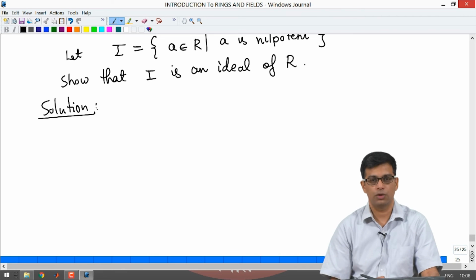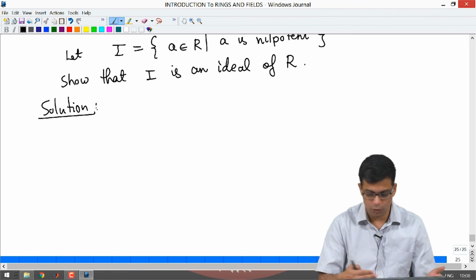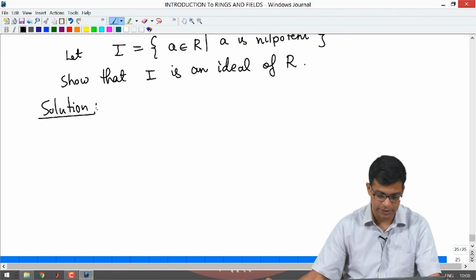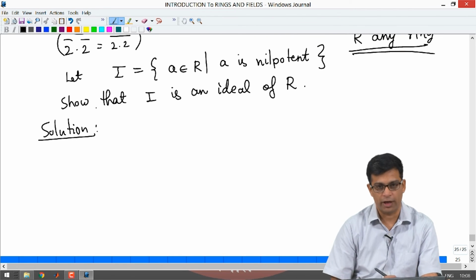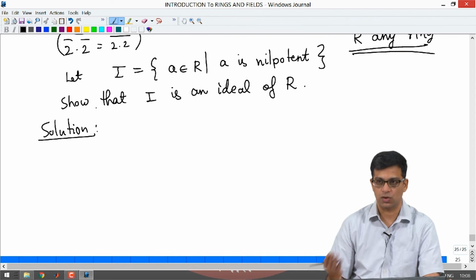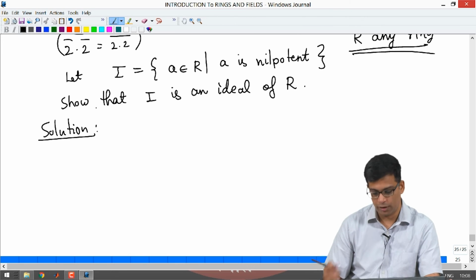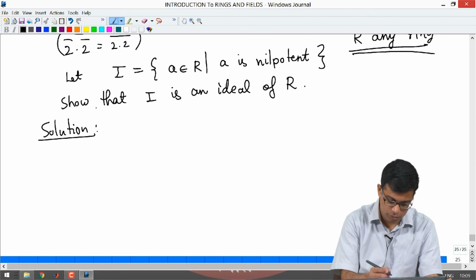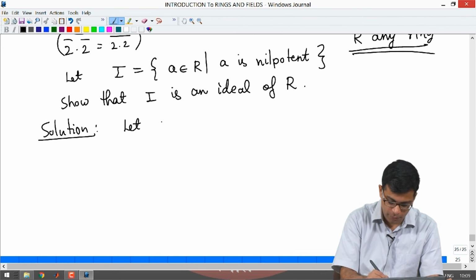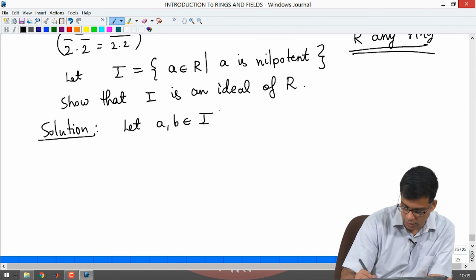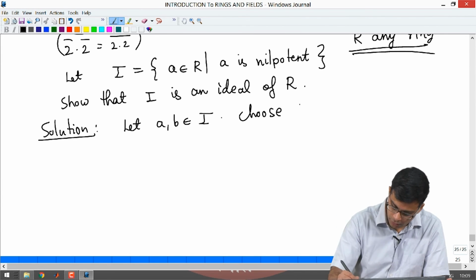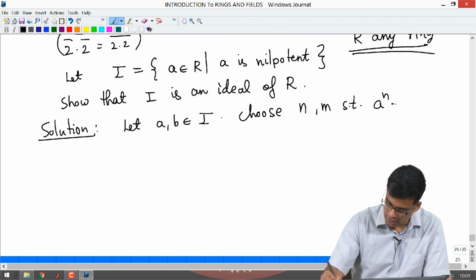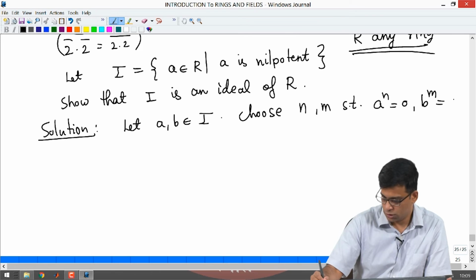I will not do the details fully. By now you are comfortable with working with elements and ideals and so on, so you can complete this. Why is this an ideal? Again, to check something is an ideal, we have to check that it is closed under addition and closed under arbitrary ring multiplication. Let us say a and b are in I, that means a and b are nilpotent. So choose n, m such that a power n is 0 and b power m is 0.